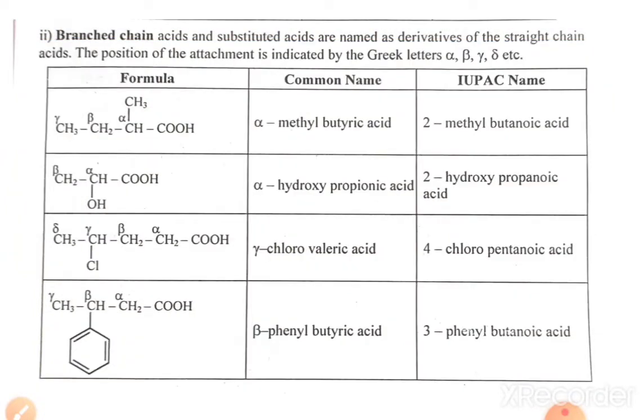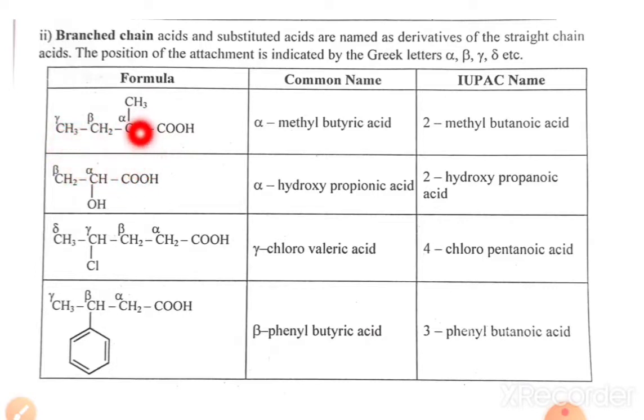In case of a branched chain, that means if the carboxylic acid contains a branched chain, the substituted acids are named as derivatives of their straight chain acids. At that time, the position of attachment is indicated by the Greek letters alpha, beta, gamma, and delta. Here a table is given with the formula, common name, and IUPAC name. Now, in the first example, with one substituent, we use the letters alpha, beta, gamma.